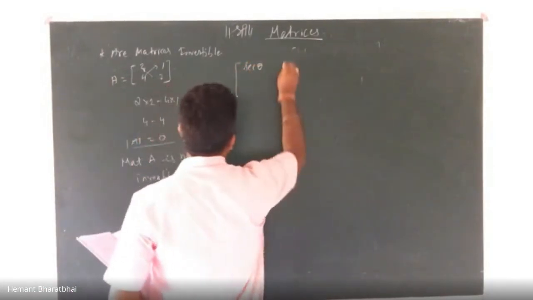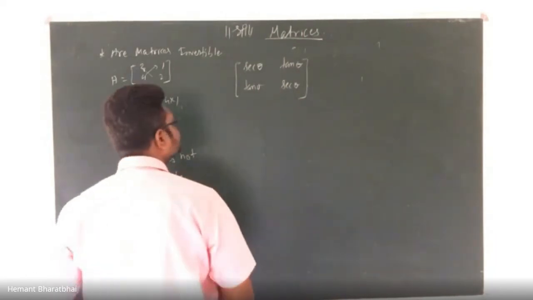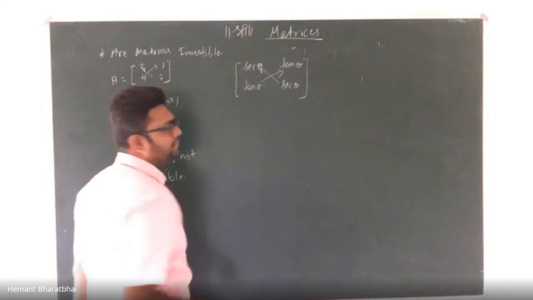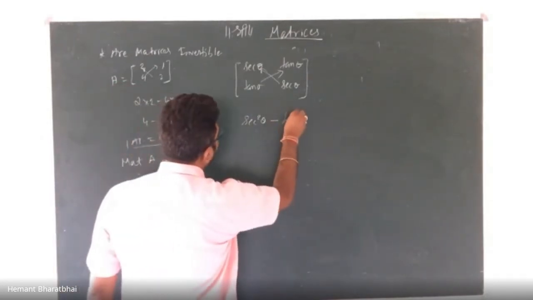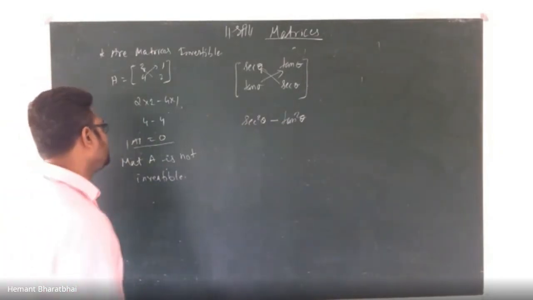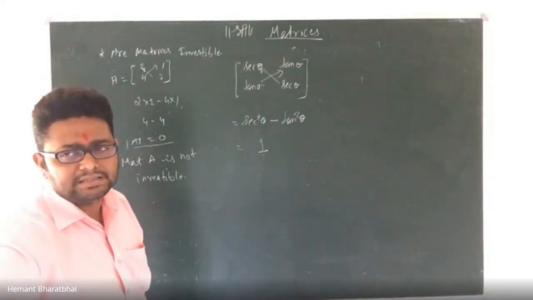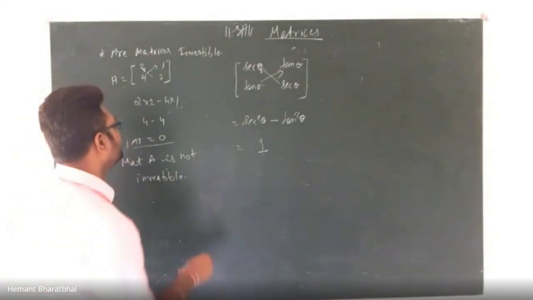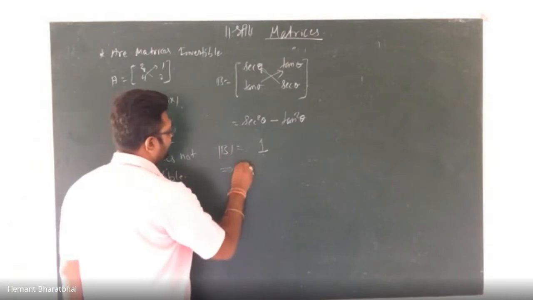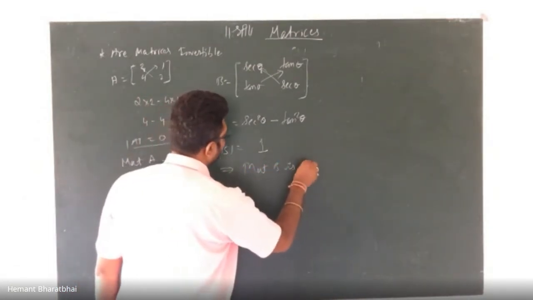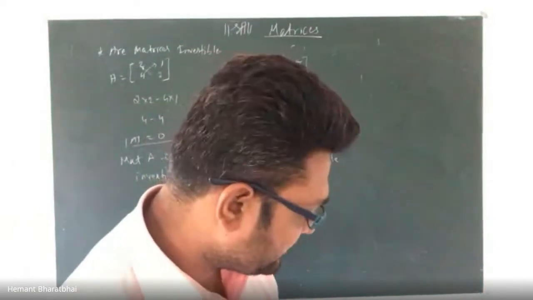Let's see one more. You have sec theta, tan theta, tan theta, sec theta. So again, the determinant will be sec theta into sec theta, that will become sec square theta, minus tan theta into tan theta, which will become tan square theta. Now sec square theta minus tan square theta is nothing but 1, right? 1 plus tan square theta is sec square theta. Therefore sec square theta minus tan square theta is 1. So determinant of this matrix B is 1, and therefore we can say that matrix B is invertible. Okay, so let's go to the next set of numericals.